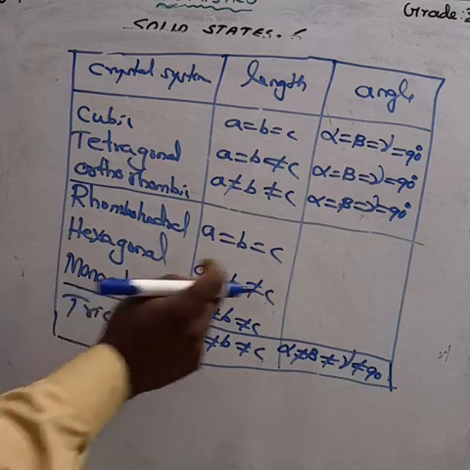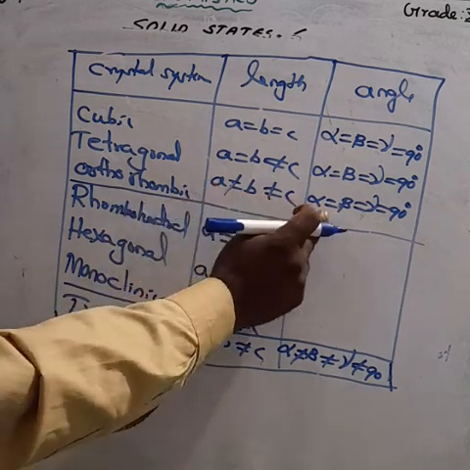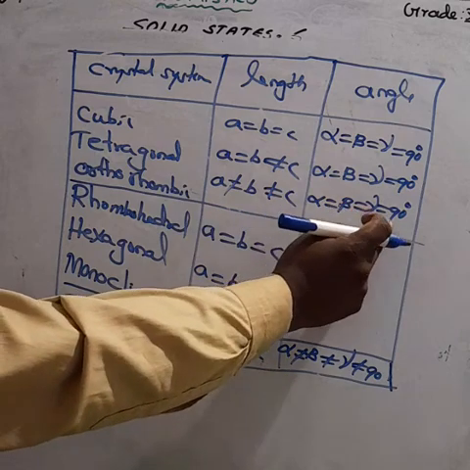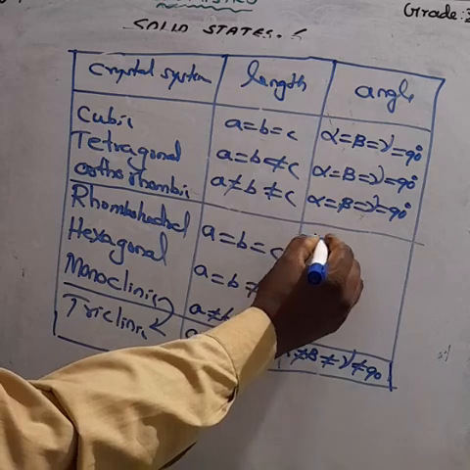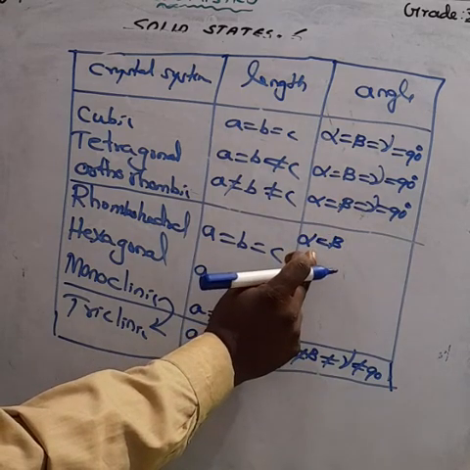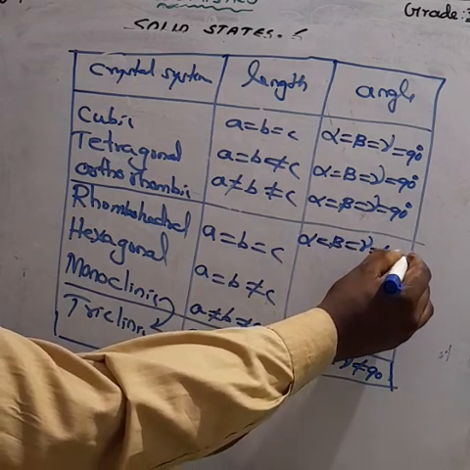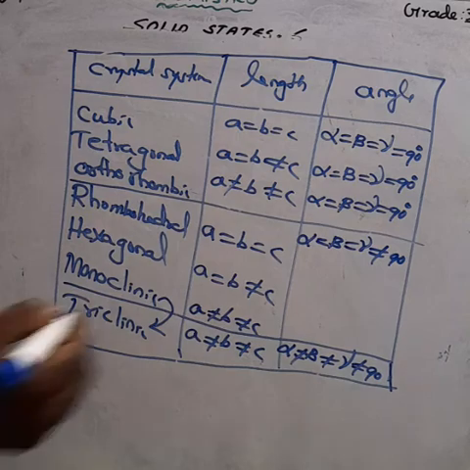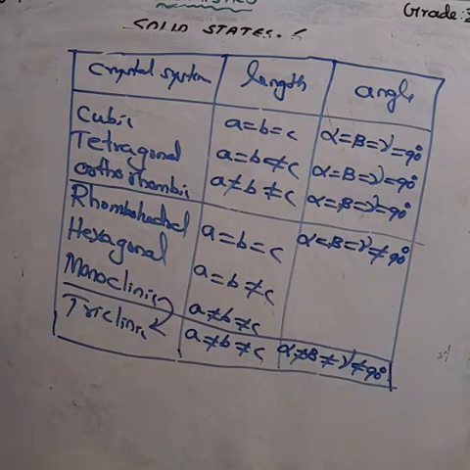Come to the fourth one. What about the third one? Alpha is equal to beta, beta is equal to gamma, gamma is equal to 90 degrees. Am I right? Fourth one: alpha is equal to beta, beta is equal to gamma, it is not equal to 90 degrees. So out of 7, 5 are over, remaining 2.